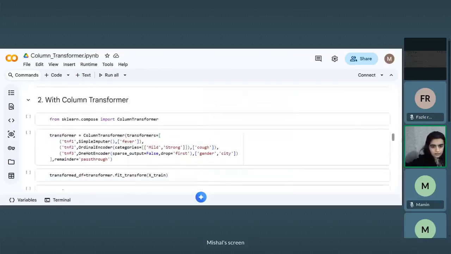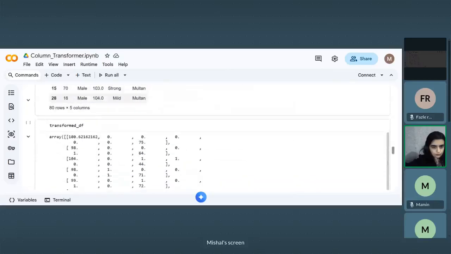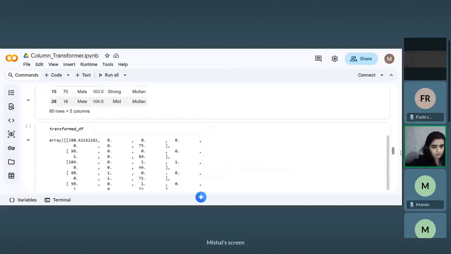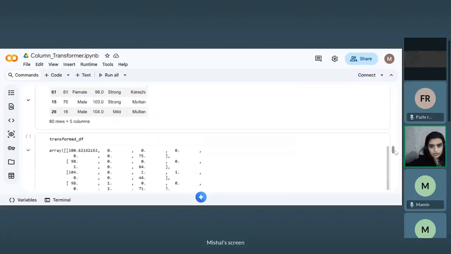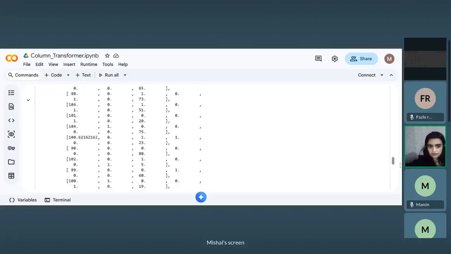If I show you, this is how it will look. It will have information like this: for mild it will be 0, for strong it will be 1. And now all the data is in numerical format. This is for the ordinal one.